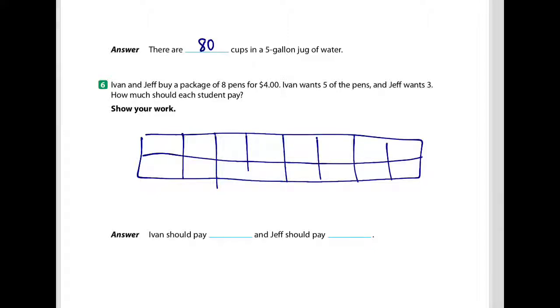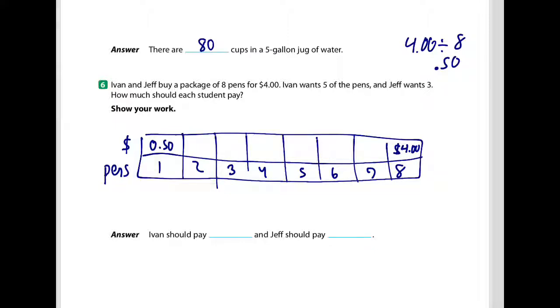Okay, and I always put the money on top, money, pens. So it's $4 for 8 pens. So 1, 2, 3, 4, 5, 6, 7, 8. $4. Now, to figure out the cost of 1 pen, all you have to do is $4 divided by 8. And if you do that, it comes out to 0.5, but you got to know that's 50 cents. So 1 pen is going to cost 50 cents.